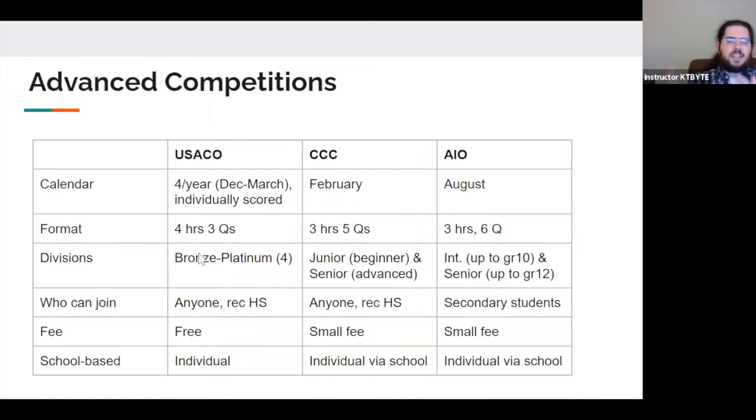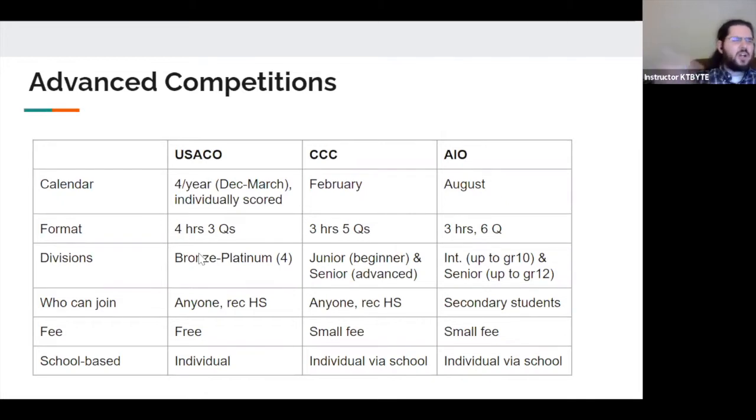Looking at the advanced competitions, all of these competitions that are listed here are aimed to prepare and qualify students for the International Olympiad in Informatics, which is basically the premier high school level international computer science contest. So USACO is the USA Computing Olympiad, CCC is the Canadian Computing Competition.